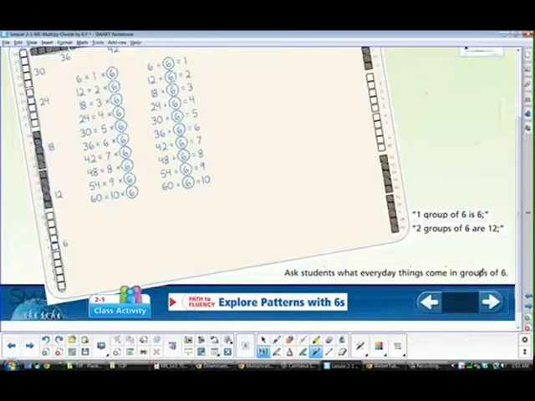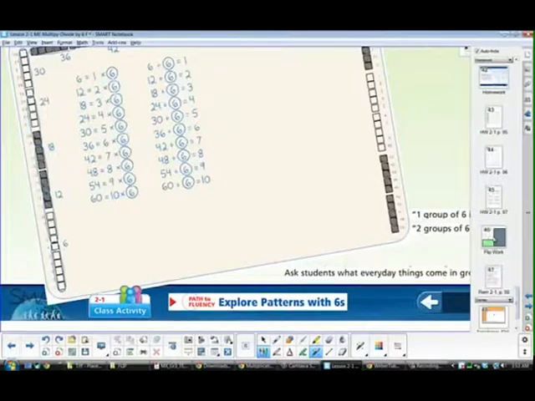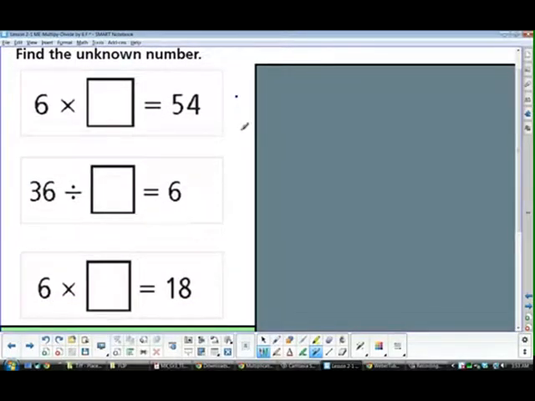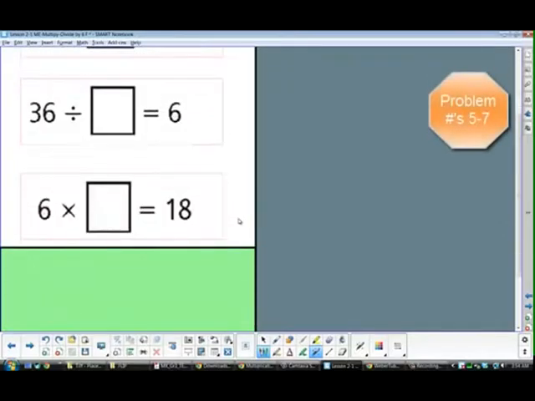Bring 2 examples. The rest of the assignment for tonight, besides practicing, will be these 3 problems plus 3 more. 6 times something equals 54. 36 divided by something equals 6. And 6 times something equals 18.